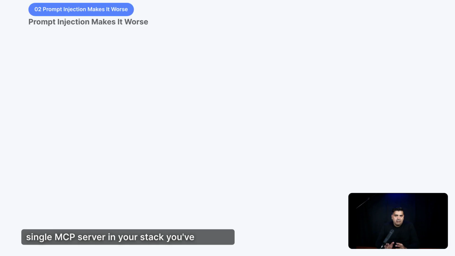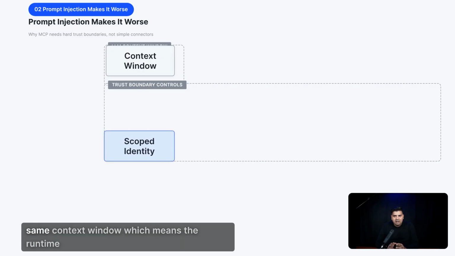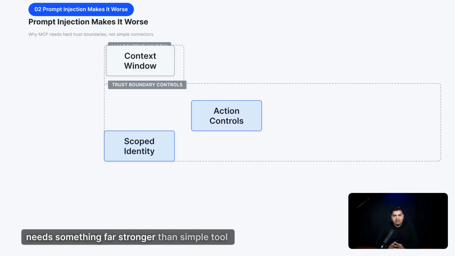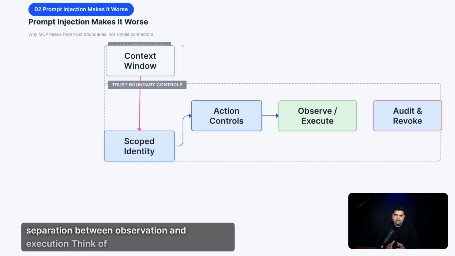scoped yet. Prompt injection makes all of this dramatically worse. Instructions and data live in the same context window, which means the runtime needs something far stronger than simple tool availability: scoped identity, constrained actions, a hard separation between observation and execution.